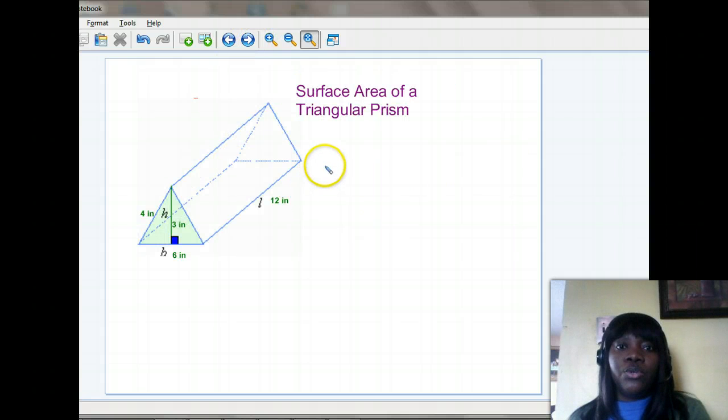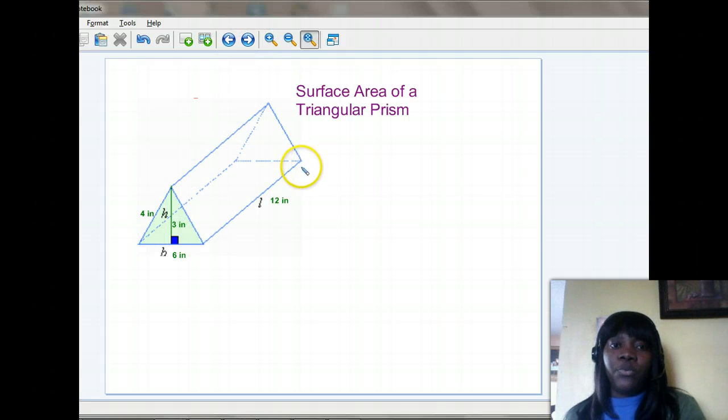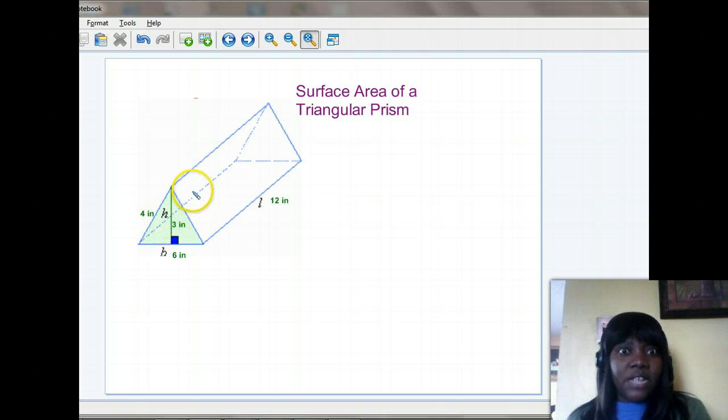Now moving on to surface area of a triangular prism. Now this is the exact same thing as if we had a rectangular prism, except here the bases are triangles. So we all remember, if we put two triangles together, what will they form? Yes, they will form a rectangle. So here I'm going to put those two together, and that will be my rectangle right here. And then if we put them together, it will turn into a rectangular prism.